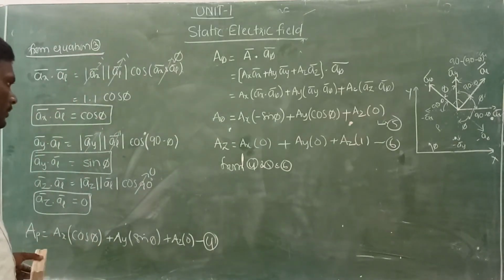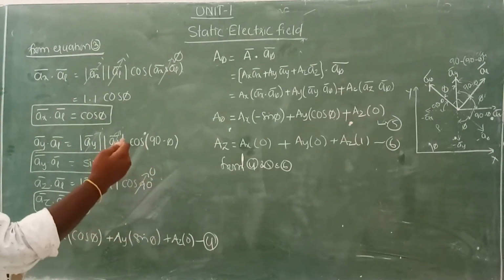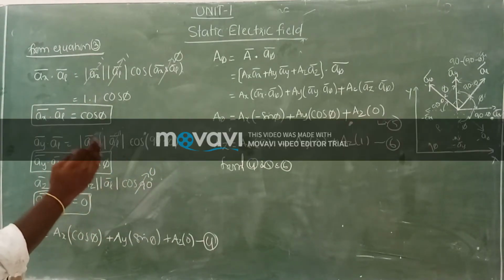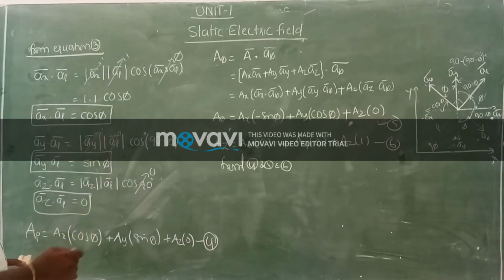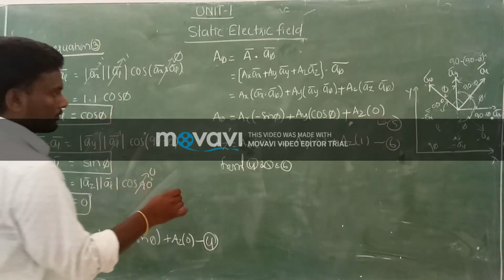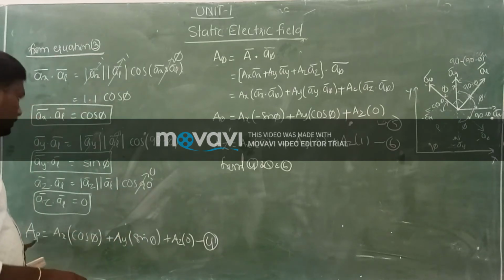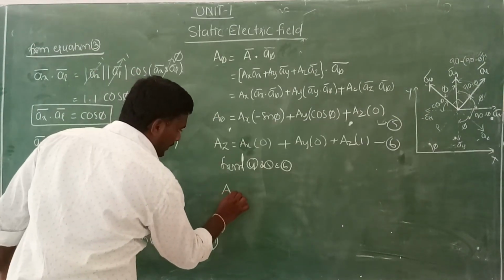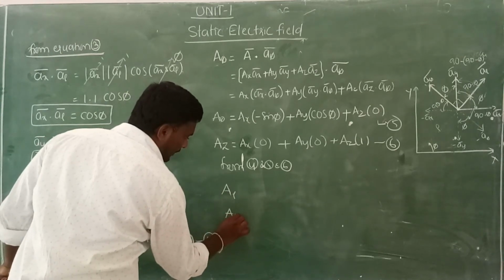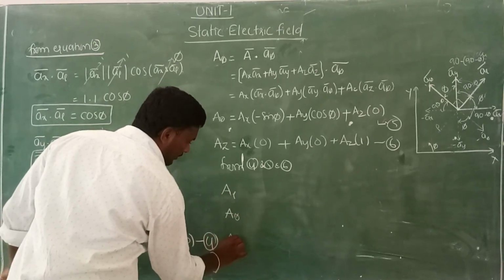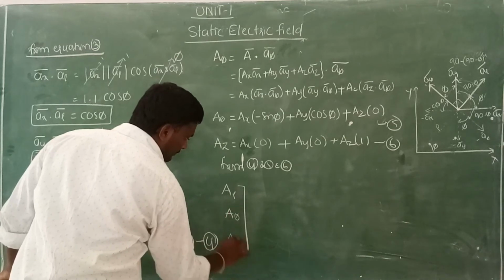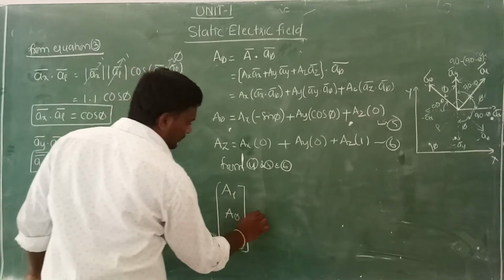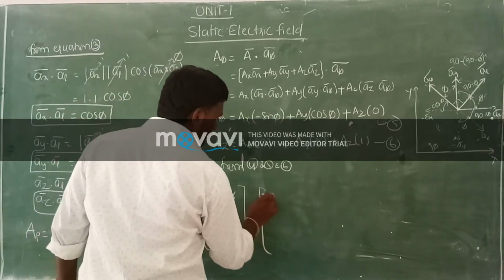From equation 4, 5, 6, write equations 4, 5, 6 in matrix form. So what are the right hand components? A rho, A phi, Az. That's why I am writing like this: A rho, A phi, and Az equals C.